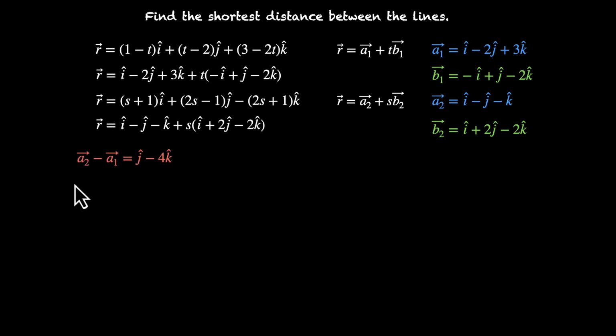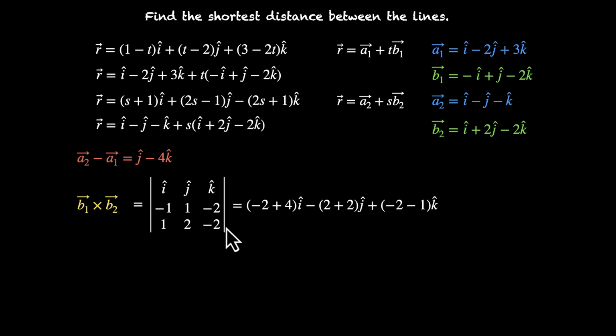Now let's start working. A2 minus A1, that's I cancels out. That's minus plus 2, that's plus j cap minus 4 k cap. That's A2 minus A1. Now let's find the cross product. B1 cross B2, that's determinant of I, j, k, minus 1, plus 1, minus 2, plus 1, plus 2, minus 2. All right. So this becomes I cap times minus 2 plus 4 minus j cap times 2 plus 2 plus k cap times minus 2 minus 1. So this becomes 2 I cap minus 4 j cap minus 3 k cap. That's our cross product.